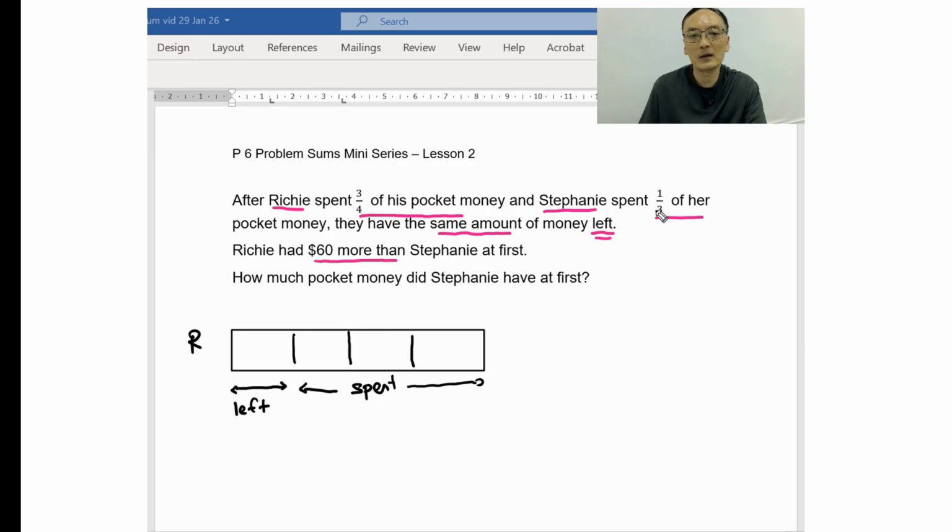And Stephanie spent 1/3 of her pocket money, and they had the same amount of money left. So the key information is they have the same amount of money left. That means if Richie is left with this portion of money, Stephanie will also have the same portion of money left.